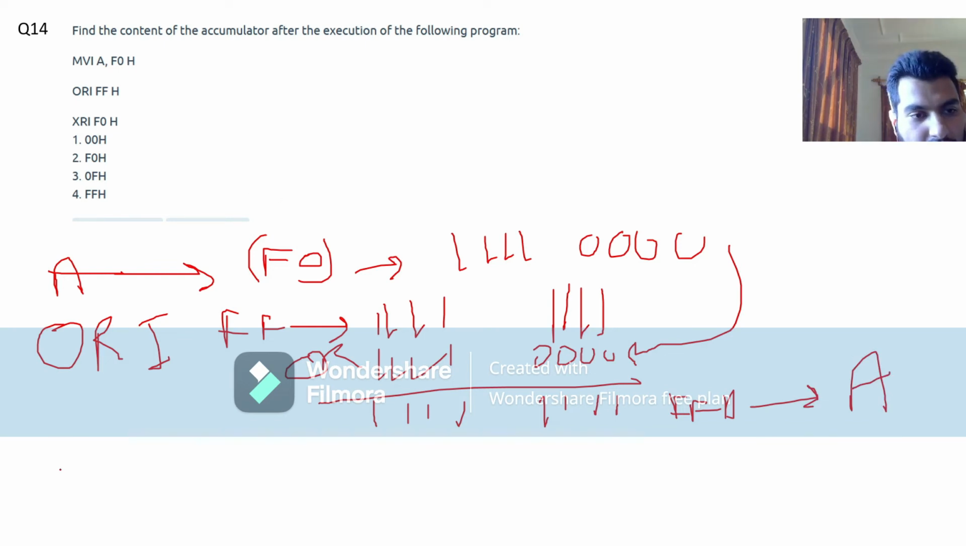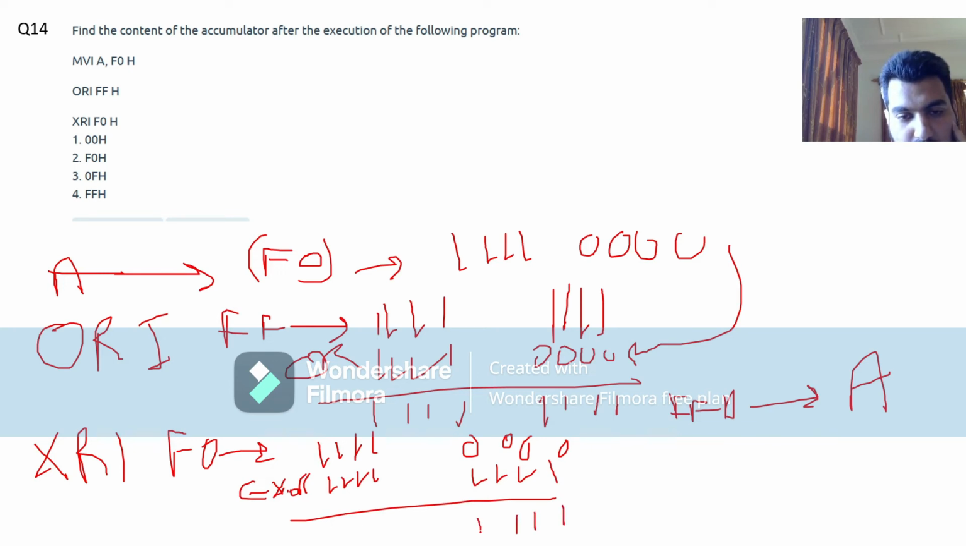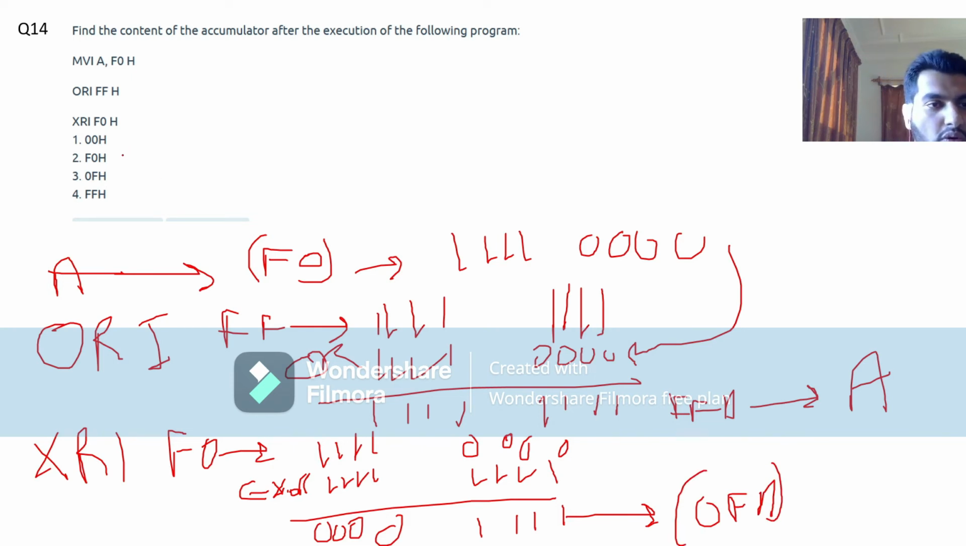Now after this, we have the XOR operation, XRI F0 with the contents of the accumulator. F0 is simply 1 1 1 1 0 0 0 0, and it is XORed with 1 1 1 1 1 1 1 1. When you XOR 1 with 0, it's 1, and when you XOR 1 with 1, it becomes 0. So the content of the accumulator will be 0F hex. After the execution of the following program, the contents of the accumulator are 0F hex.